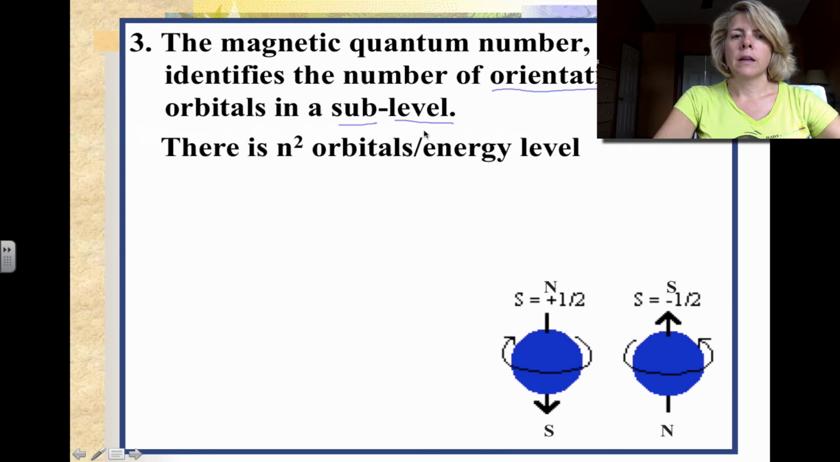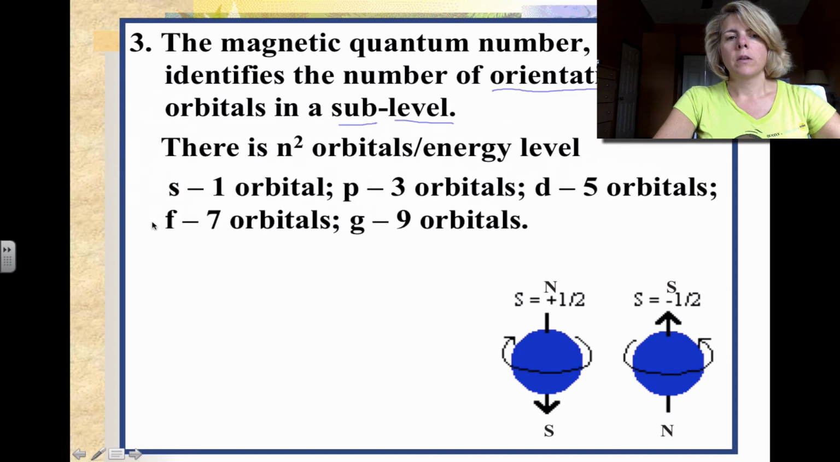Now, notice that there are n squared orbitals per energy level. So notice that S has 1 orbital, P has 3 orbitals, D has 5, F has 7, G has 9. So these sublevels have that many orbitals within that sublevel. And it'll make more sense in a little bit.